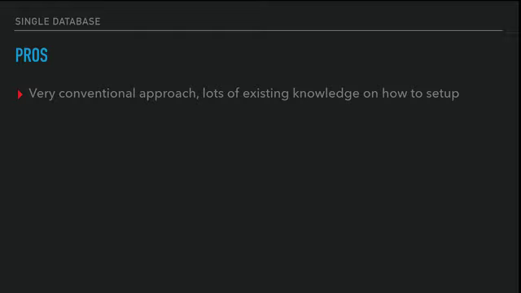So we're going to get into some pros and cons of these different approaches. The first is that this is a very conventional approach. It's the most common. If you've written a multi-tenant app, I'd say probably 95% of the people who've written a multi-tenant app will use this approach the first time at least. So there's a lot of existing knowledge and a lot of existing articles on how to go about that.